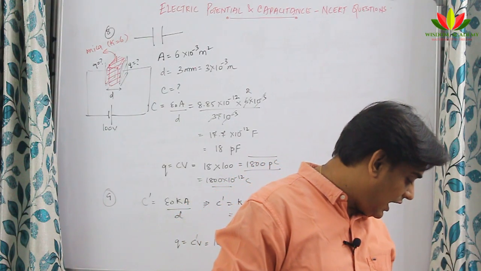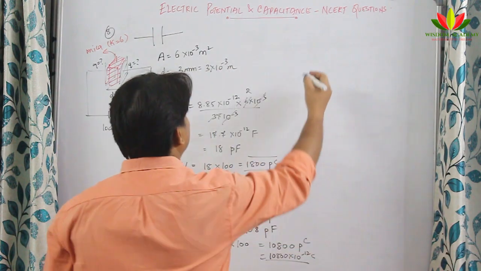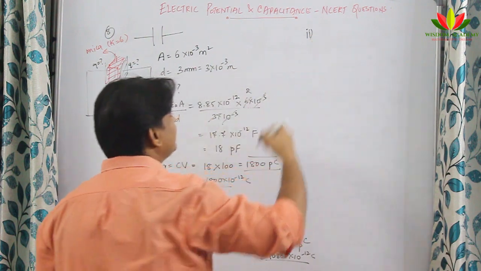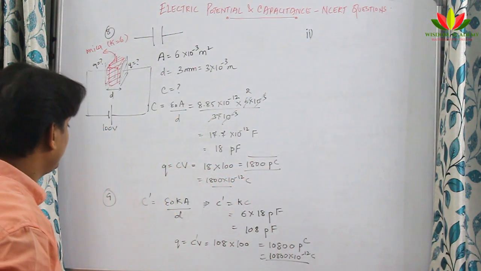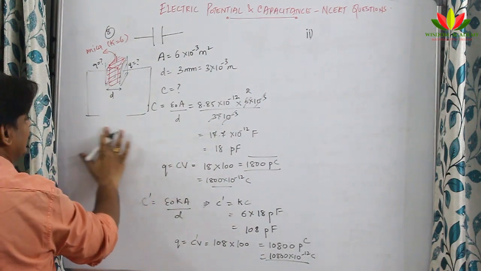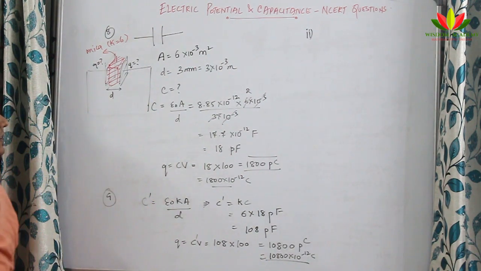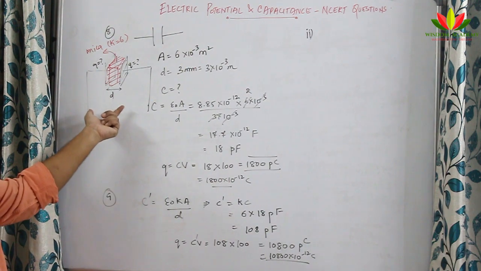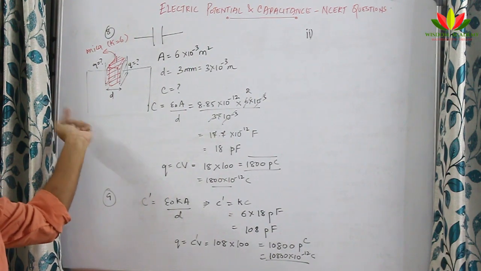Second part is after the supply was disconnected. So when the supply gets disconnected, then let us see what happens to the potential itself, because suppose now what happens in this case, the supply is disconnected, this supply is removed. So when the supply is removed, there is no potential applied externally.